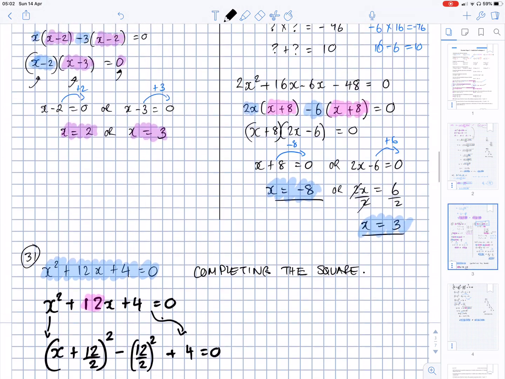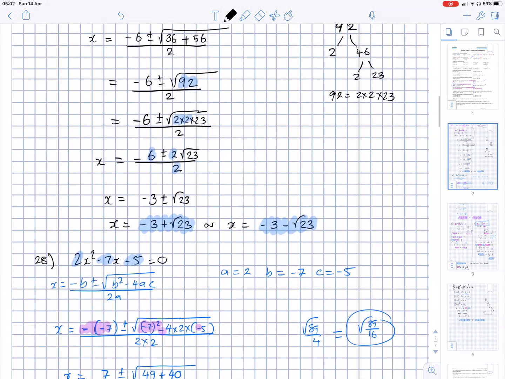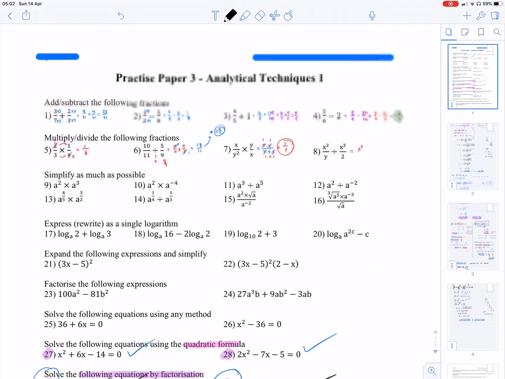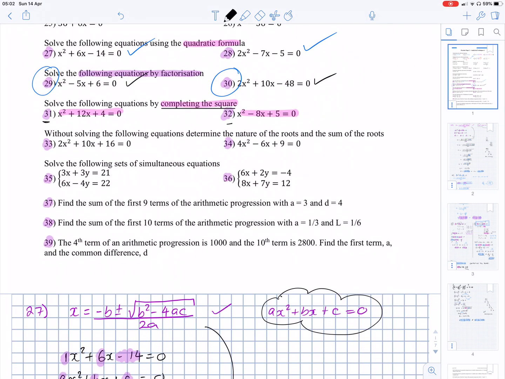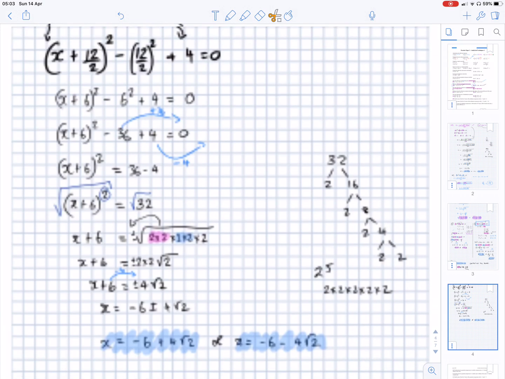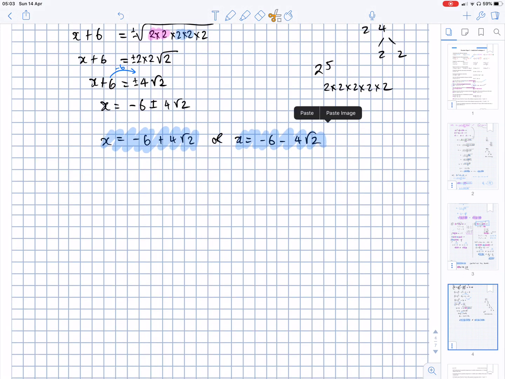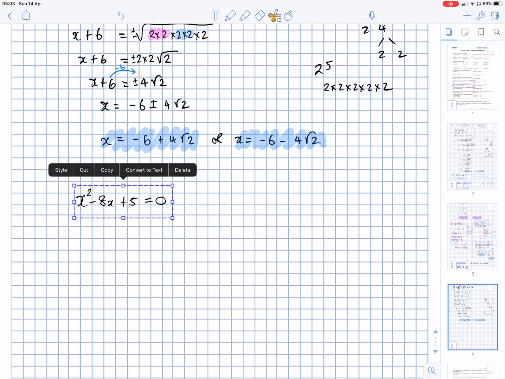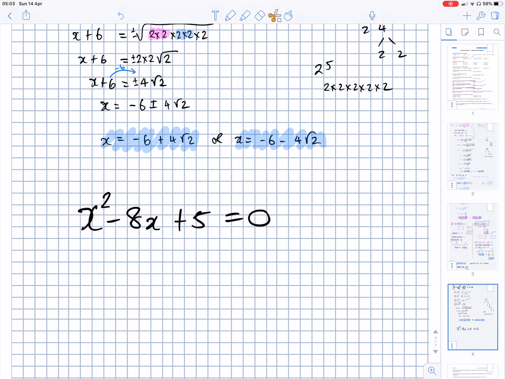Okay, so that's number 31. Let's look at 32, which is x squared minus 8x plus 5 equals 0. Okay, let's cut this and just go and place it here because that'll be quicker. Paste it there, make it bigger. This is number 32.